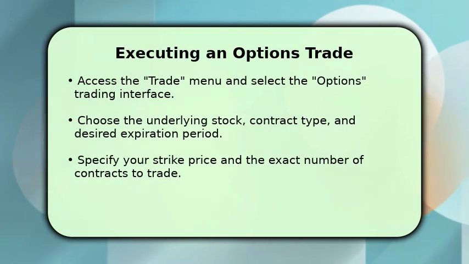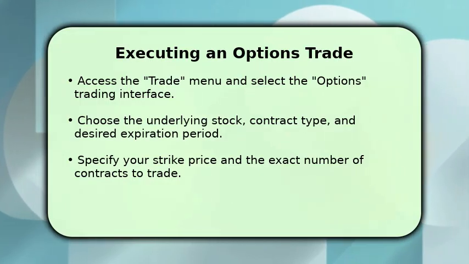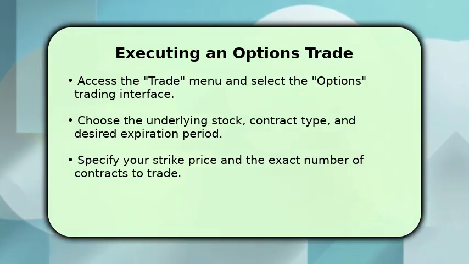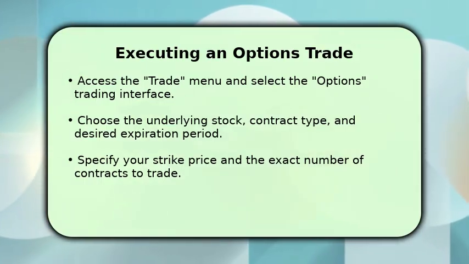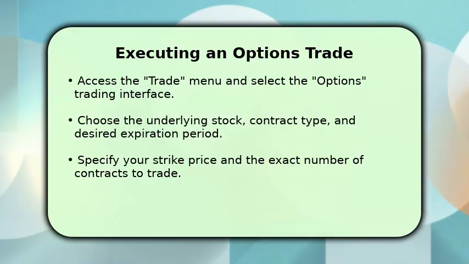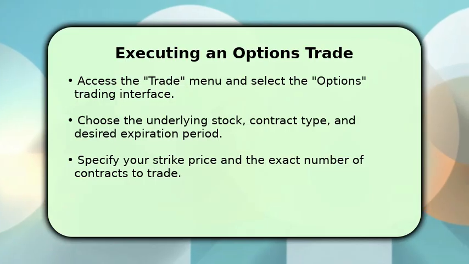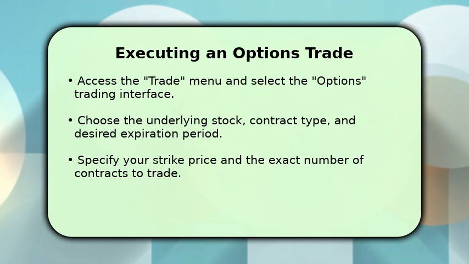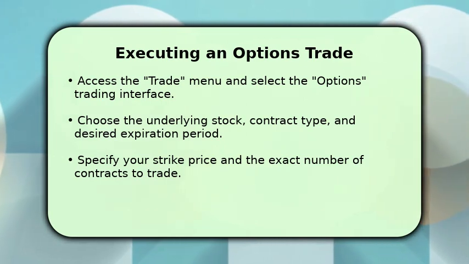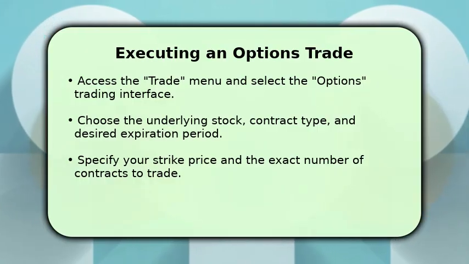Once your account is set up, placing an options trade on Fidelity is straightforward. Navigate to the Trade tab and select Options to bring up the trading interface. Here, you'll choose the specific stock you want to trade options on, decide between a call or a put, and pick an expiration date. Then, select your desired strike price and the quantity of contracts. Always double-check all the details of your order, including the premium and total cost, before clicking Place Order.